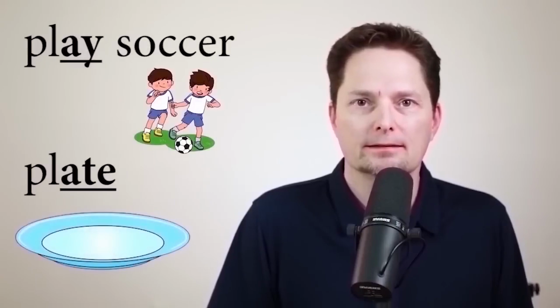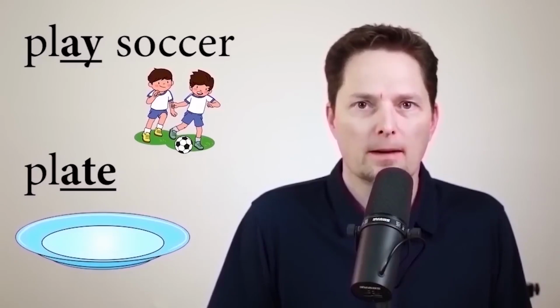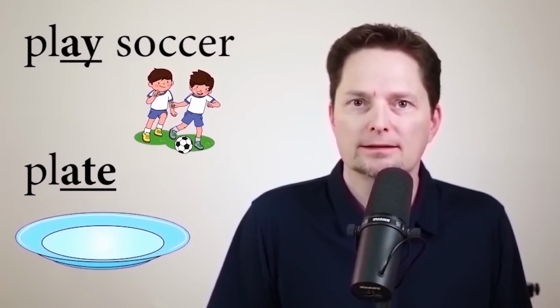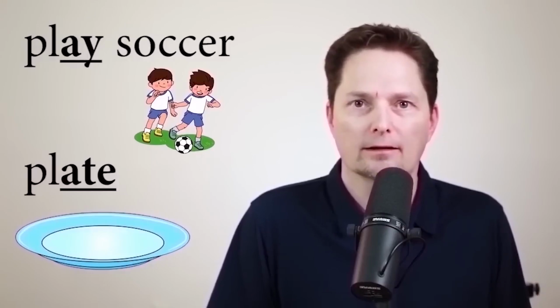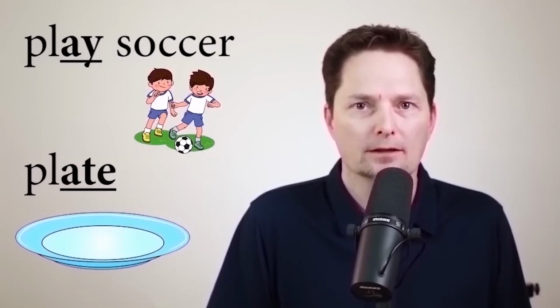And when you have a T at the end, a stop T, it makes the vowel shorter. Let's compare these two words. Play. There's no stop T. The vowel is longer. Play. Compared with plate. The stop T makes the vowel shorter. They're the same vowel, the long A. But the stop T at the end makes the long A a little shorter. Let's listen again. Play, play soccer, play, and plate.